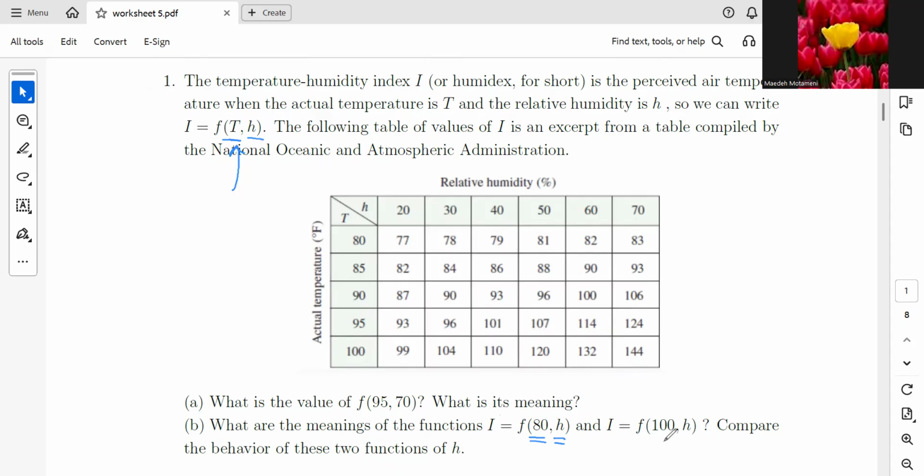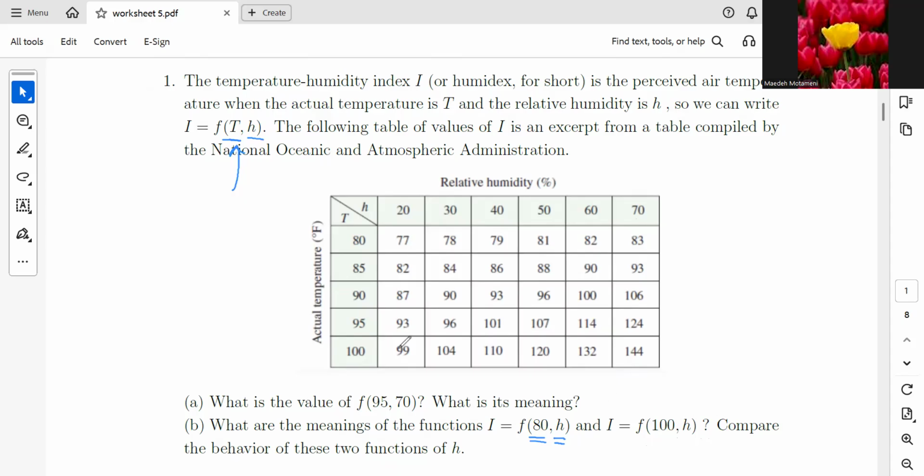And same for the second one, I equals f of 100 and h. It means that the temperature is fixed at 100 degree Fahrenheit and humidex changes. So when the first one is fixed, the second one is changing here.